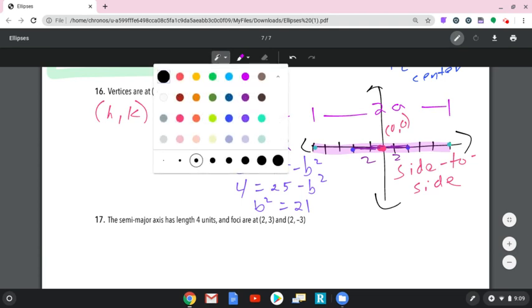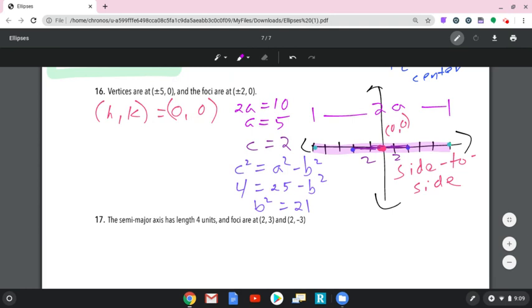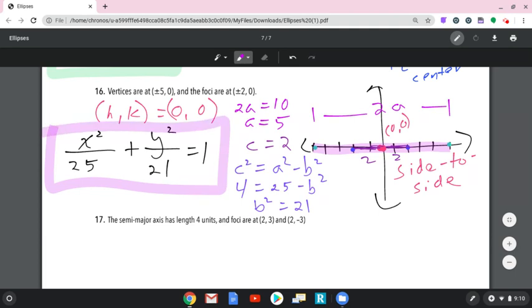So if I go back, I say, okay, I know B squared now. I know it's side to side. Now, the side to side tells me that A goes under X. So I have X minus H. H is 0, so I just have X squared over A, which has to be under X. So I have A to be 25 plus Y squared over B squared. B is going to be 21. This is going to be equivalent to 1. This would be my standard form of that ellipse.